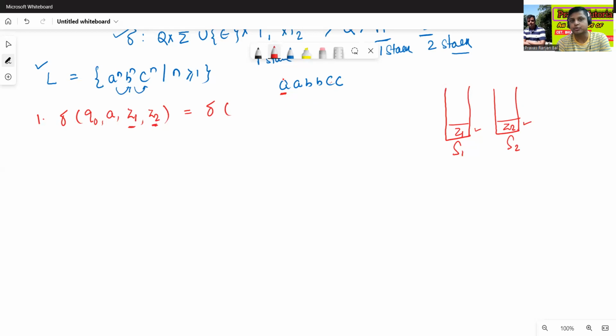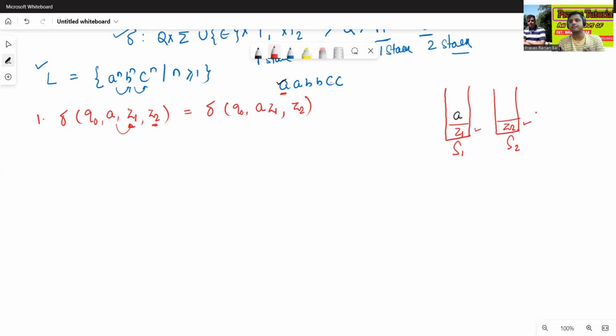Then I'll push the given A in the S1 stack. Now the S2 stack will be empty. Here I will not change any state, so Q0. A will be pushed on the first stack. That means I'll write A Z1, comma Z2, because I will not perform any operations on the second stack.